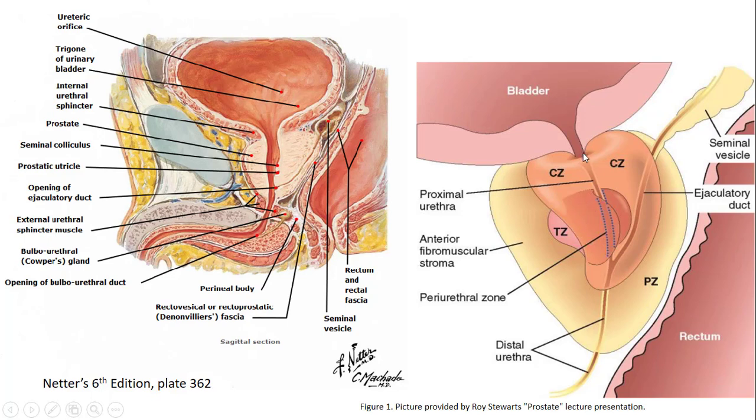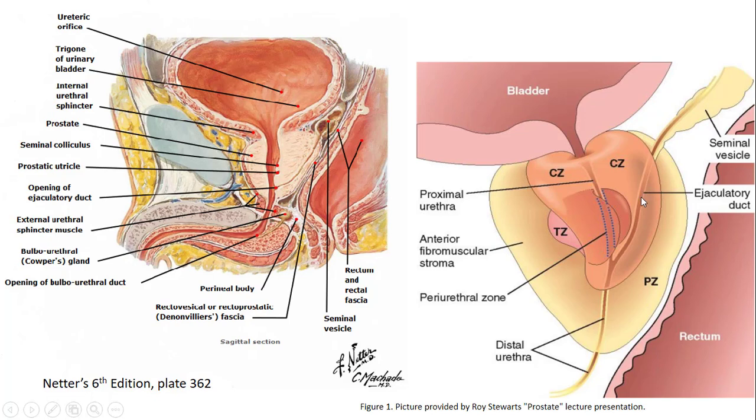You can see how if the urine was trying to come down here and that transition zone was enlarged, it would cause issues with the urine coming down through the urethra. And the central zone, while it does wrap around the transition zone and you'll see it around the urethra, doesn't cause nearly as many problems as the transition zone.